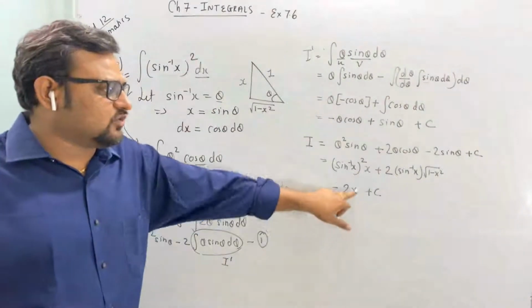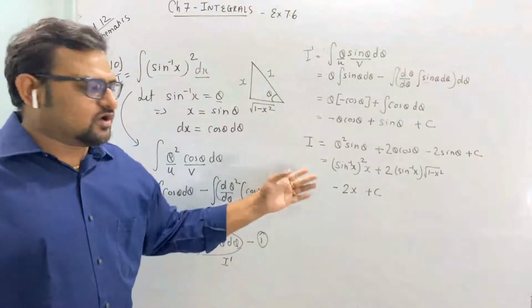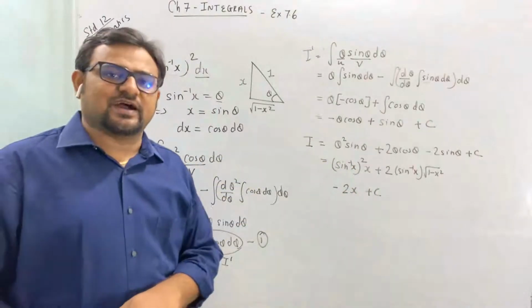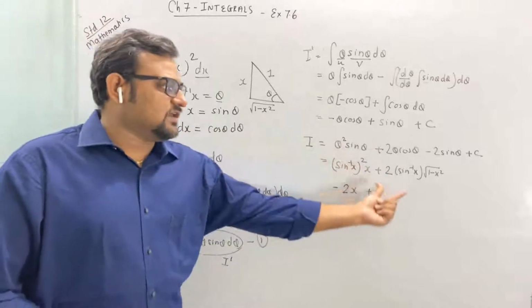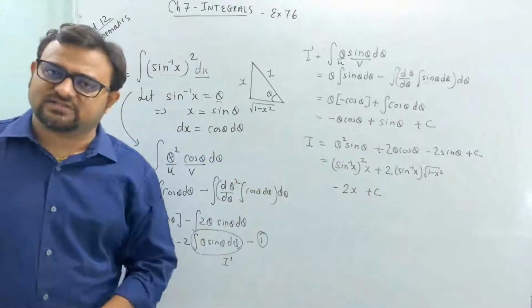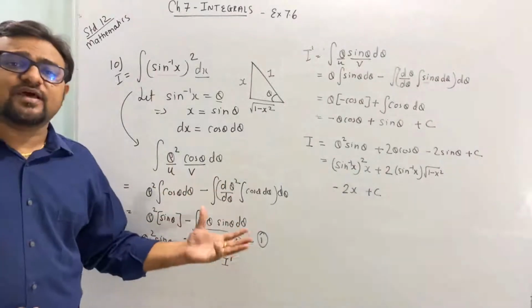If you want to take common, you can take common x from here, like sine inverse x whole square minus 2, or else this is also the correct answer. So you have to put the value of theta in this way, and this is the final answer. So just go through this question. It's an important question. This question can be asked for 3 marks.